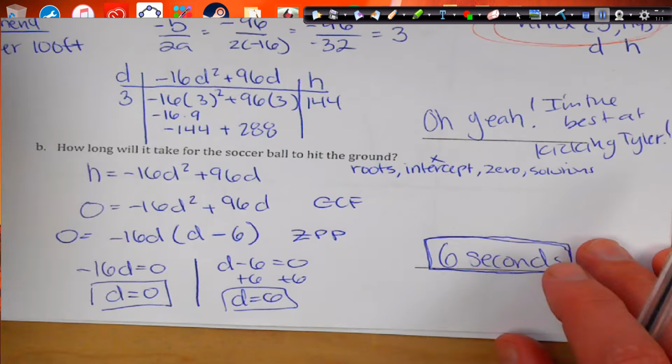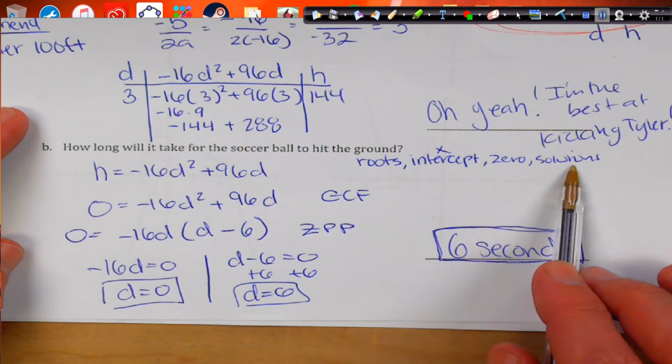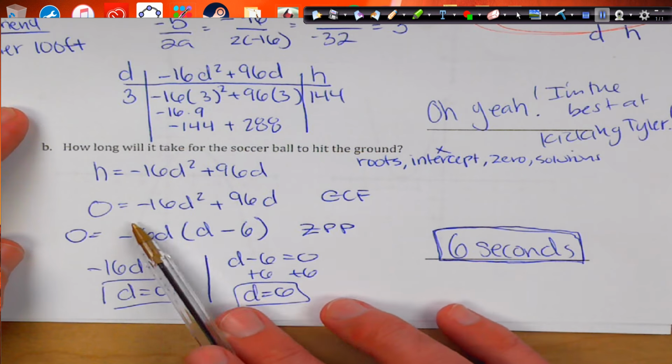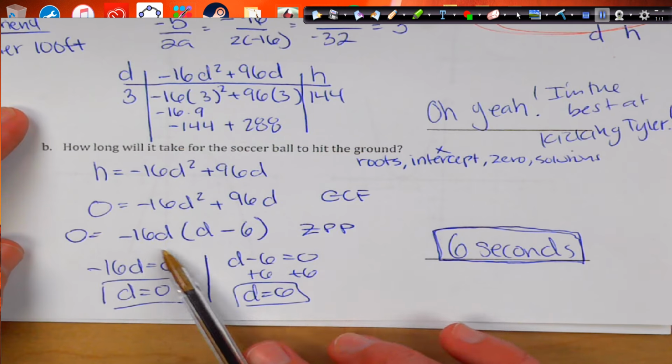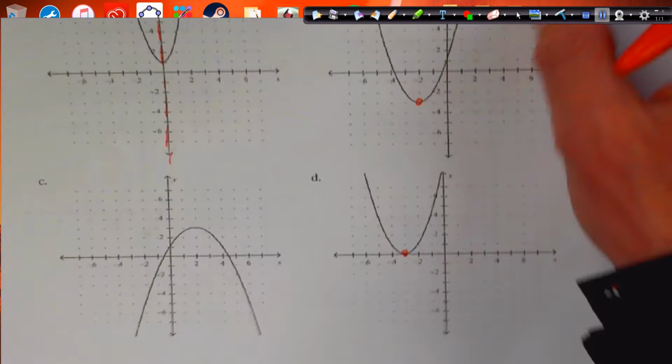When you're trying to find when it hits the ground, what you're really looking for is roots, intercepts, zeros, solutions. So we're going to solve this by setting it equal to 0. I used GCF and the zero product property. We came up with 0 and 6, so I'm assuming he was on the ground, kicked it, it went up in the air, and then after 6 seconds, it's back on the ground.